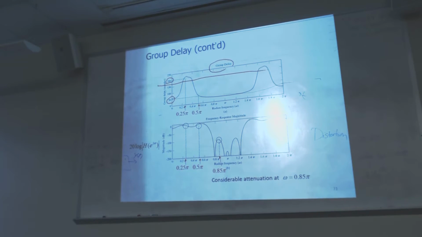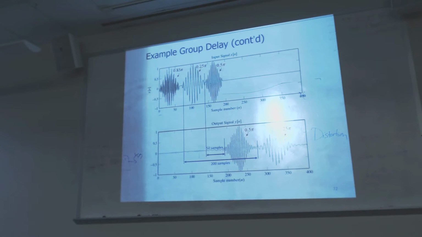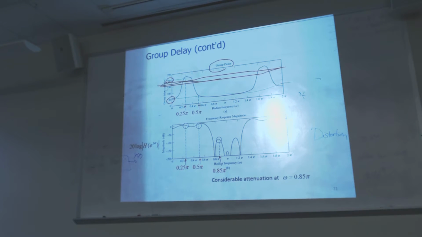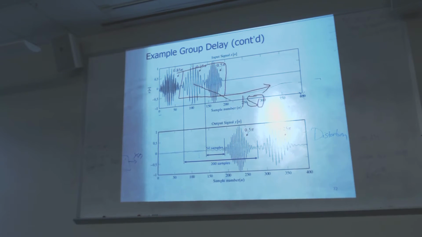If this was constant, let's say 150, what I would expect is that the whole thing will be delayed by 150, because then for all the frequencies I will have the same delay. But now that's not the case. This is not constant. For different frequencies I see that this one has 200 delay, this one 150 delay.